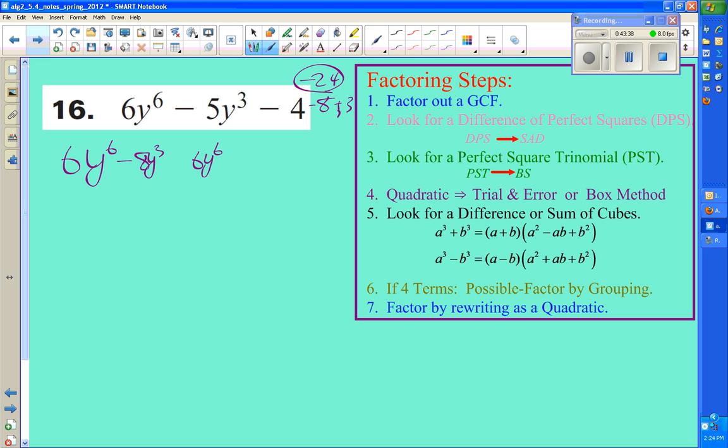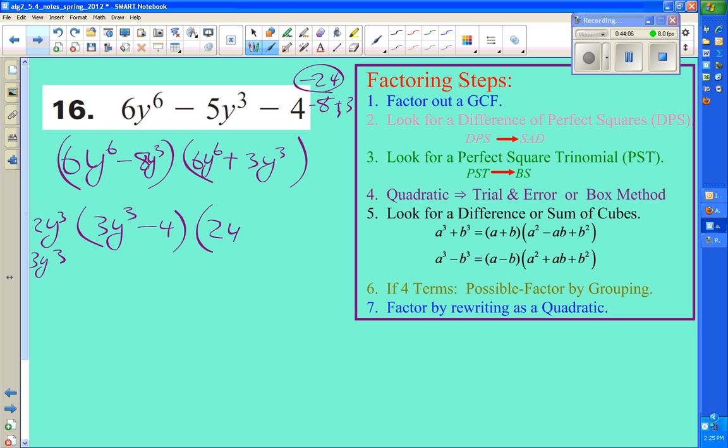We have to take half of that. Plus 3y cubed. So what's in common in the first binomial? 2y to the third. That's going to leave you with 3y to the third minus 4. And what's in common here? 3y to the third. And that's going to leave you with 2y to the third plus 1. These we throw away because that's factor by grouping.